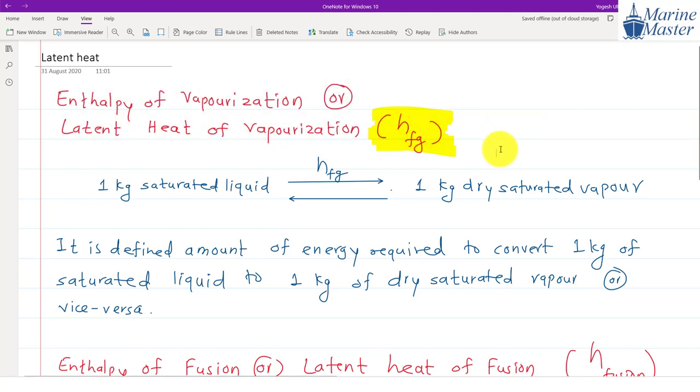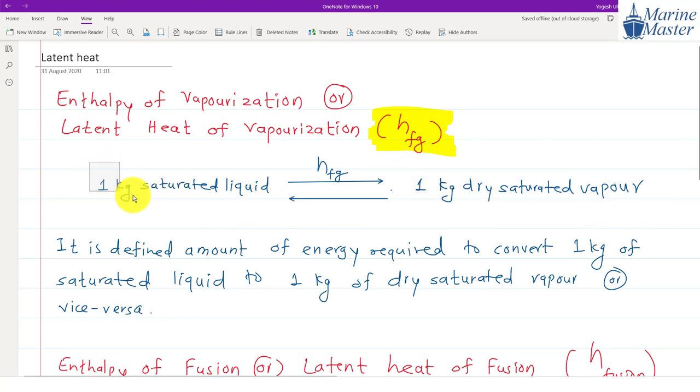Now try to see the scenario here. What is meant by enthalpy of vaporization or latent heat of vaporization? Guys, this term is very, very important for us in our upcoming chapter, especially in the chapter heat transfer. Suppose we have 1 kg of saturated liquid and we want to convert that 1 kg of saturated liquid completely into dry saturated vapor.